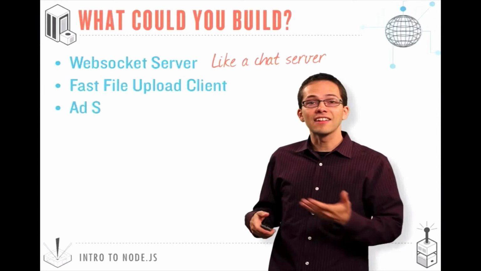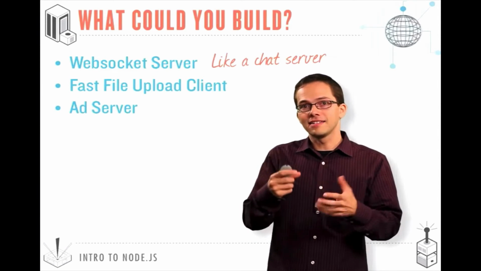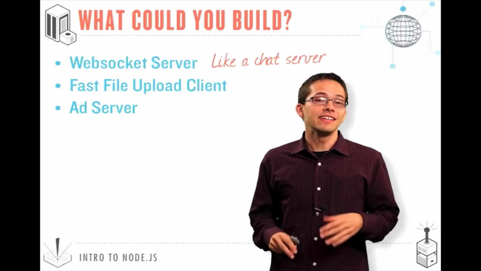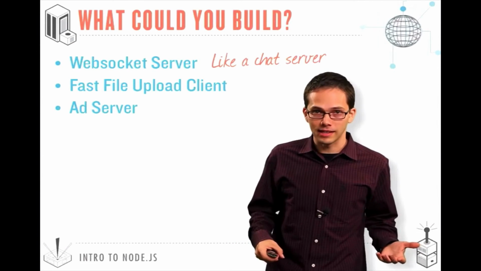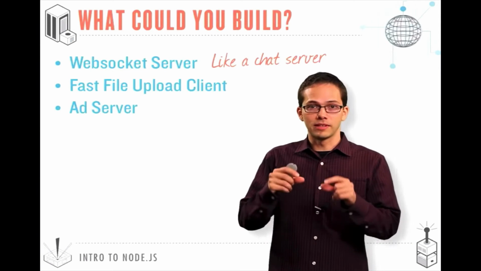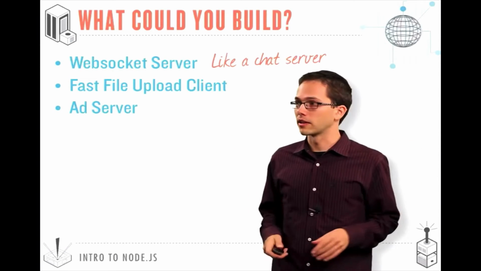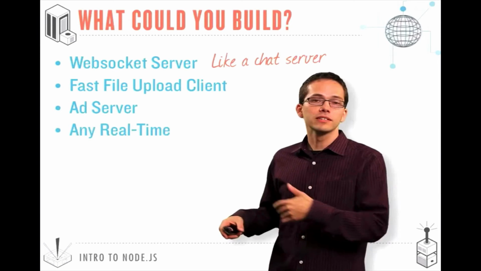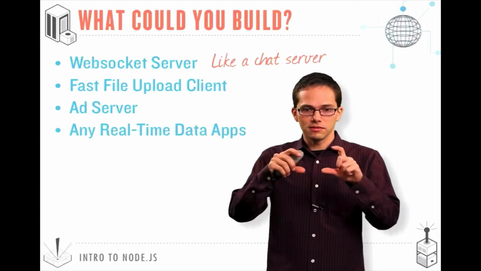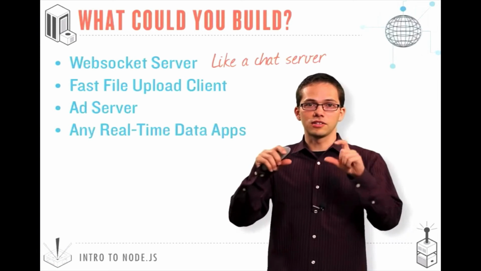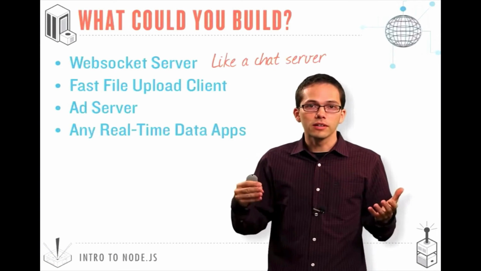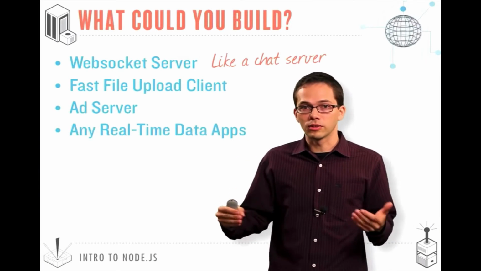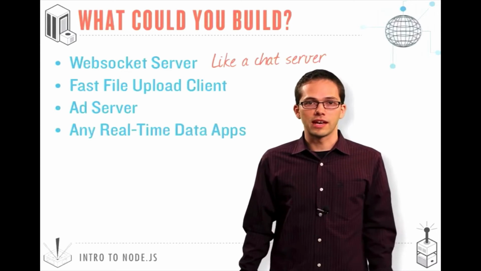Also, you could create an ad server. When you think about ads that get served on web pages all over the net, they need to be really fast. These are maybe images that are appearing on other people's websites, and they need to be rapid and quick across the network. Also, any real-time data apps. So not just on the internet, not just from your browser to your server, but any sort of network servers, maybe even local network servers, would be a good fit for Node.js.